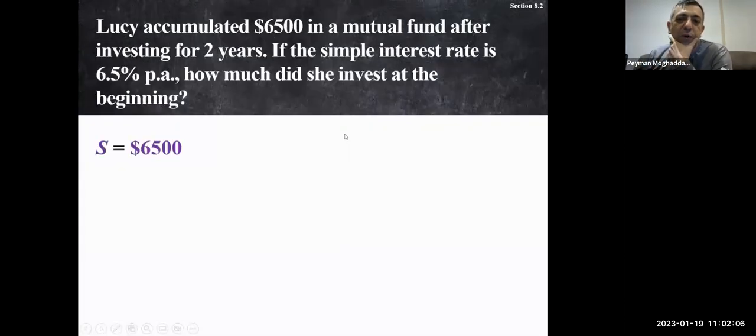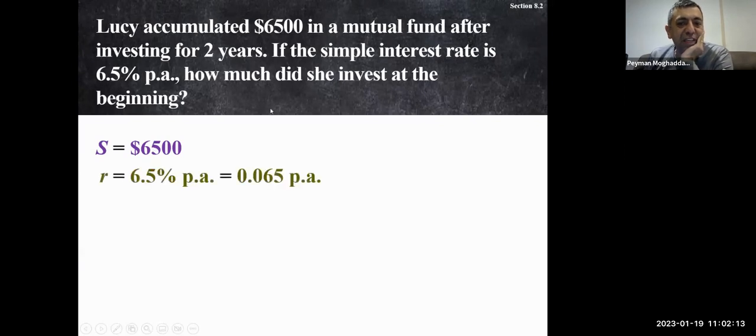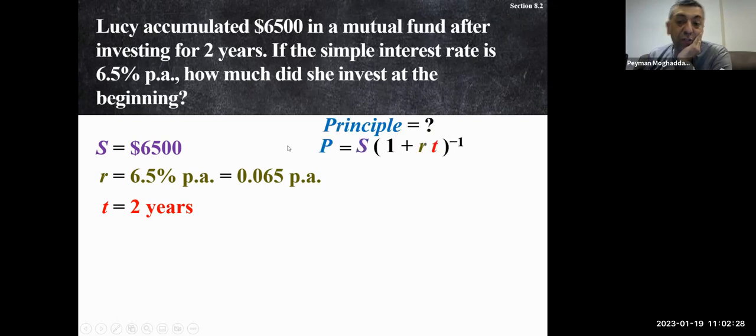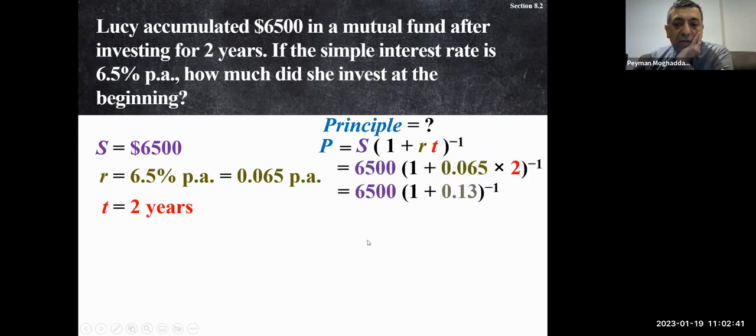Okay. All right. So how do we solve it? So basically we have the maturity value, the S. We have the rate, which is 6.5%, which is going to be 0.065. And we have the year, the T, which is total number of years. We have the equation S equal to P multiplied by 1 plus RT, right? Or the other way, P equal to S divided by 1 plus RT, or S multiplied by (1 plus RT) to the power of minus 1. And then we put the stuff there, and we calculate.